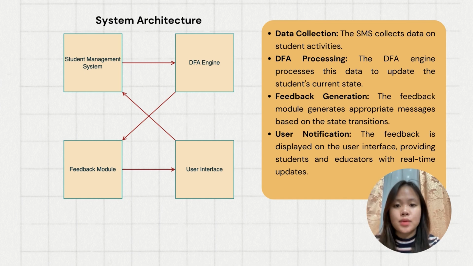The system flow starts with data collection, where the SMS collects data on students' activities. Next, DFA processing, where the DFA engine processes this data to update the student's current state. Third is feedback generation, where the feedback module generates appropriate messages based on the state transition. Lastly, user notification. The feedback is displayed on the user interface, providing students and educators with real-time updates.